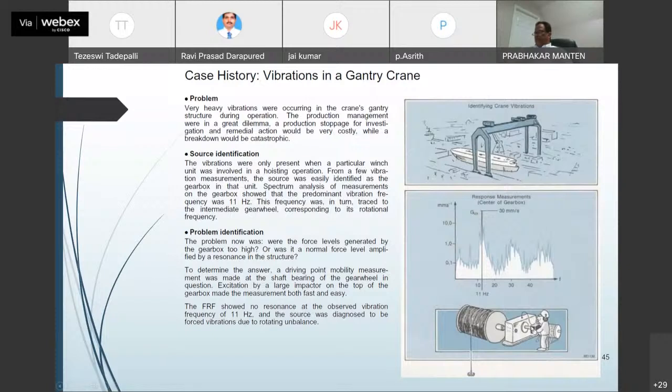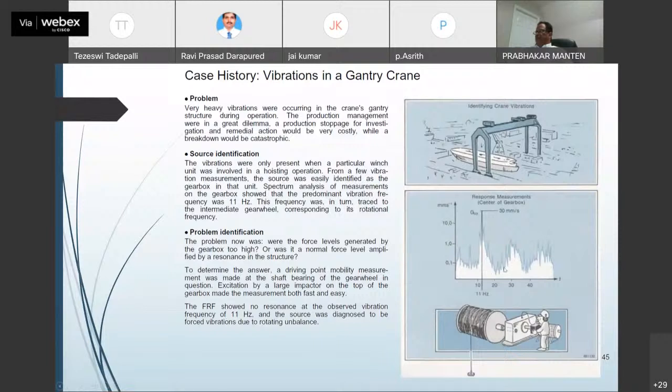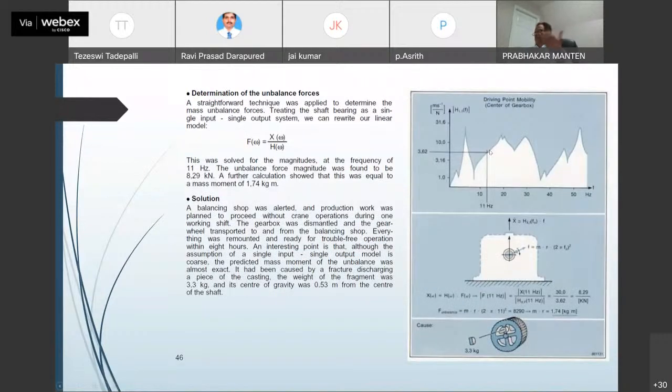Driving point: pick up an accelerometer and excite at that point. Excitation by a large impactor on the top of the gearbox made the measurement both fast and easy. The FRF showed no resonance at the observed vibration frequency. When the gearbox is doing this operating pattern, they did a driving point measurement, not a complete modal analysis, with a pickup transducer and an impactor at the point, and they did not find a structural resonance.